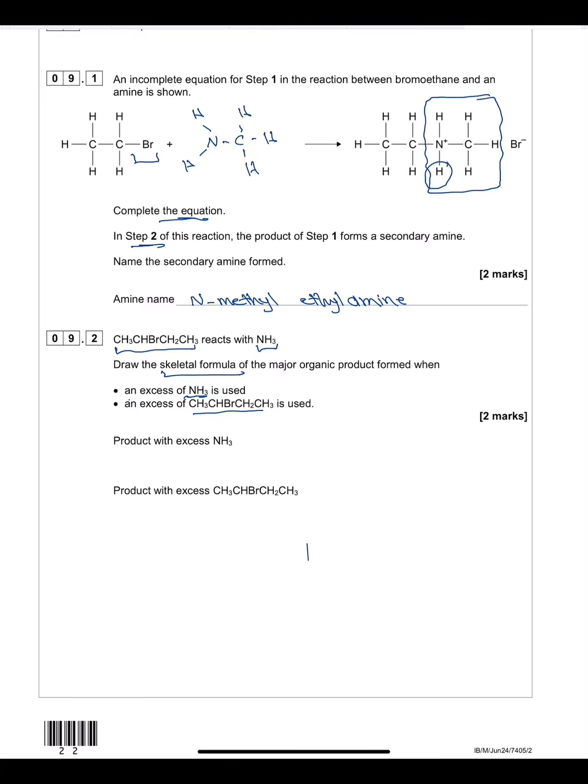So let's draw this one. First of all, let's draw the butyl. So 1, 2, 3, 4 carbons. And then carbon number 2, which has the bromide group here, is going to be substituted with an amino group. So NH2 here. So this is in the presence of excess ammonia.